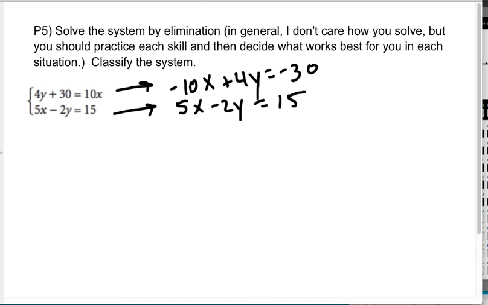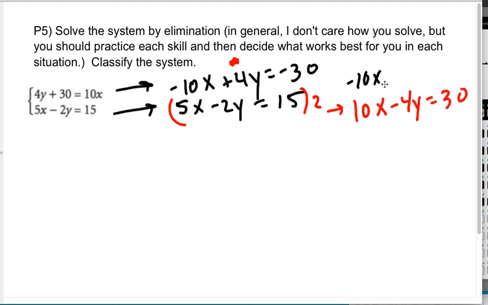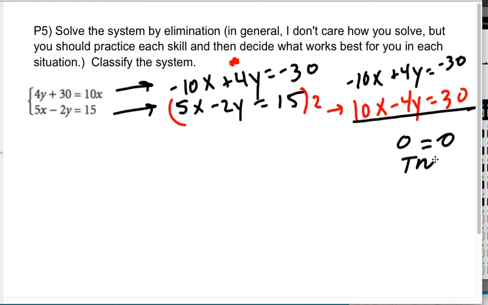So I'm going to choose to eliminate the y's. So I'm going to multiply the bottom by 2. And when I do that, I seem to get 10x minus 4y equals 30. The top was a negative 10x, a plus 4y, and a negative 30. So that pretty clearly tells me I get 0 equals 0, which is true. So that doesn't mean I'm done, right? It means that there are infinite solutions of a particular form.